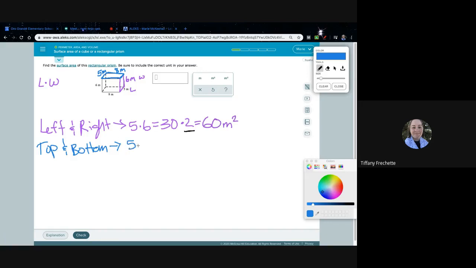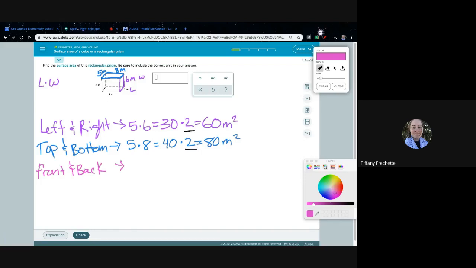All right, so we have 5 times 8 for this one, which gives us 40. And then we want to multiply by 2. So remember, 2 is how we were just looking at the top, but we have a top and a bottom, so that's why we're multiplying by 2. And that's going to equal 80 meters squared. All right, let's do one more of these. Let's go with pink here. So we're going to do the front and the back.